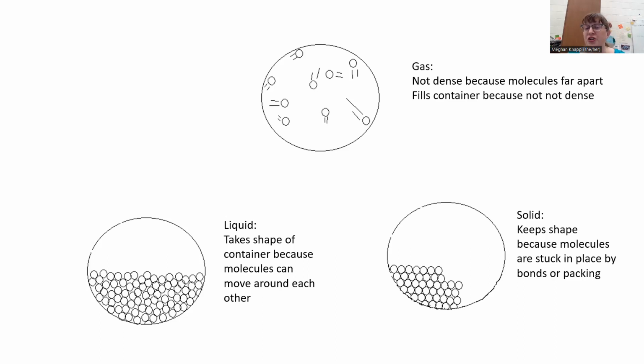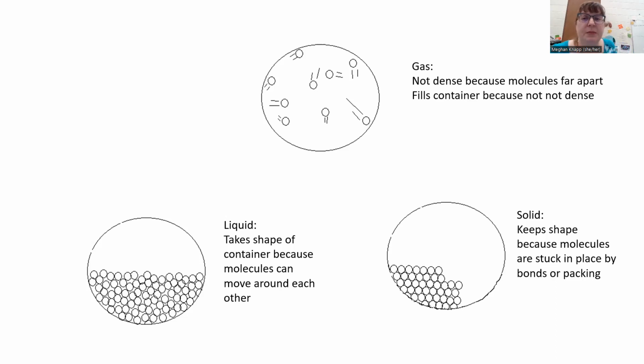Now you'll notice there's also a couple of lines outside of each circle there. That's to indicate that they're moving very, very quickly. So relative to solids and liquids, the molecules of a gas move very rapidly from place to place. They translate very rapidly from place to place.